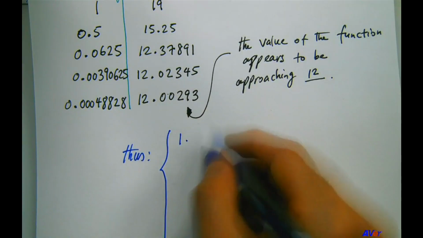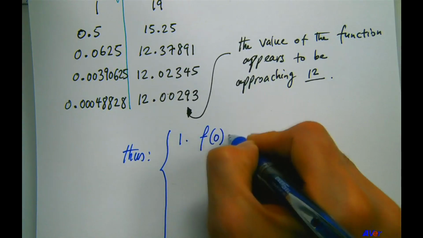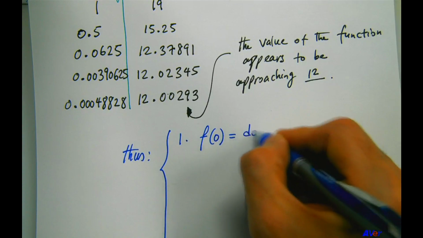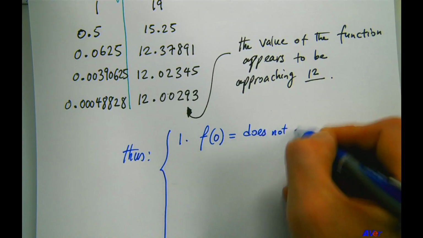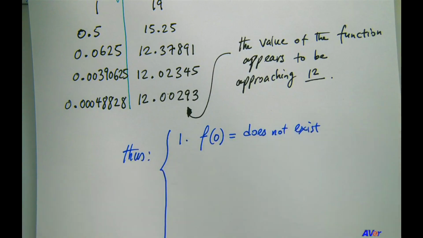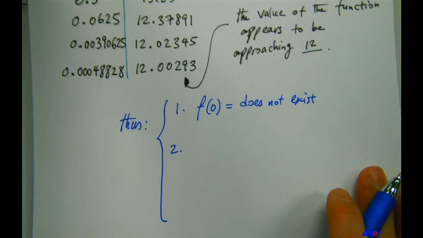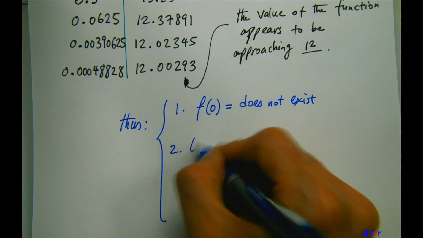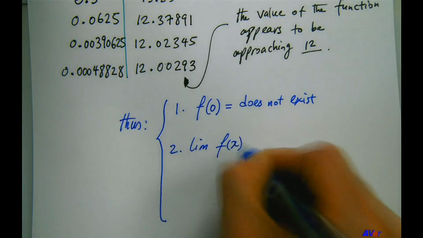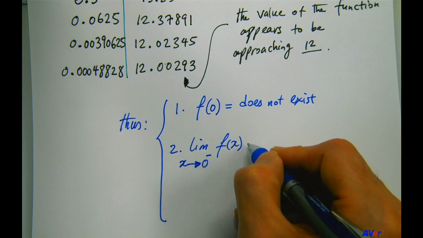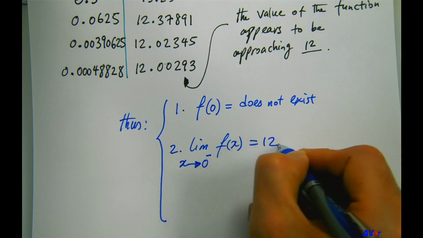One, the function at 0 does not exist. Okay, and we said it's undefined, so which means it does not exist. The second thing we learned was that the limit of the function f of x as x approaching 0 from the left is equal to 12.